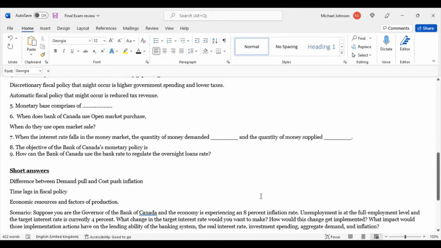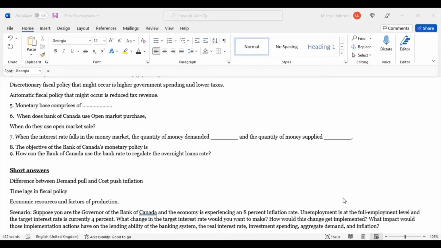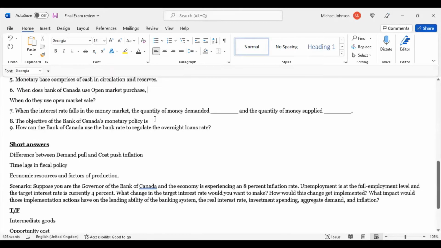Then what does the monetary base comprise of? So cash in circulation and reserves. When does the Bank of Canada use open market purchase?